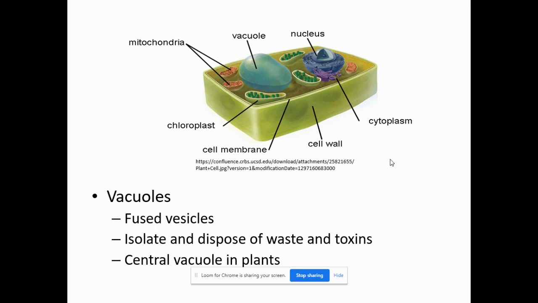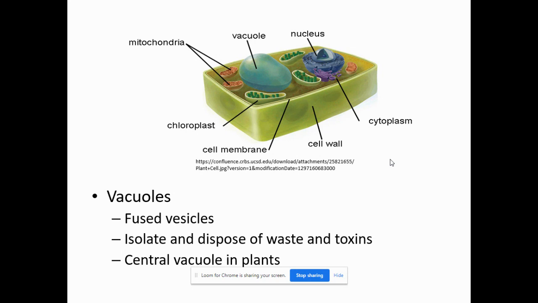Then one last type of vesicle are vacuoles. Vacuoles are fused vesicles. They're vesicles that have fused together. The vacuoles function to isolate or dispose of various substances. So they isolate and dispose of waste and toxins. Now you have a specialized vacuole in plants called the central vacuole. Animal cells don't have a central vacuole.